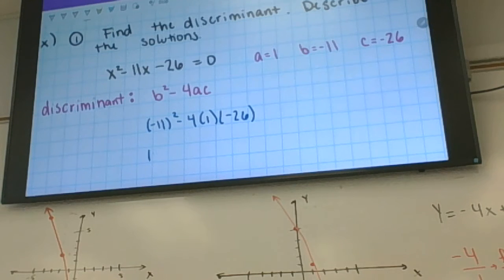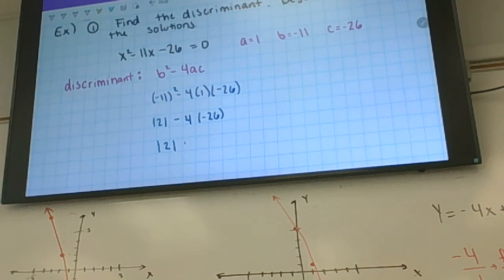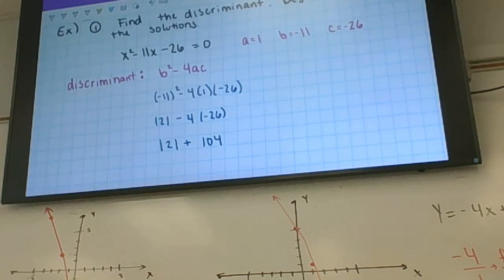Alright, so I think what we're looking at here is 121, minus 4 times negative 26. Okay, I think it's 121. We're going to make a plus. 104? Those are ones, though. Funny, right? Oh, I was scared. Yeah, it does look just like that. Exactly. Okay, 225. Don't make mistakes. Bad time today. 225. Okay.